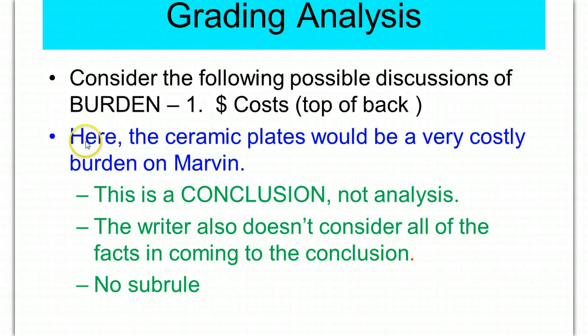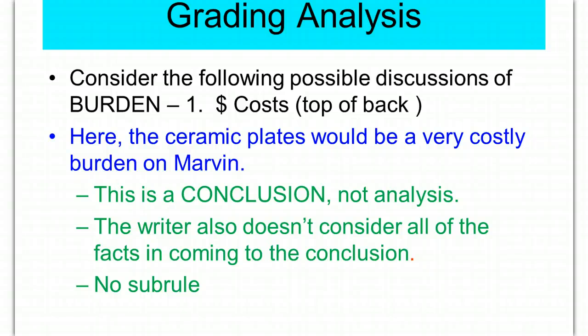So suppose they simply identified this factor and said we must look at the burden posed by the alternative conduct, including its cost. And suppose their analysis is just this sentence in blue. Here the ceramic plates would be a very costly burden on Marvin. Do you realize this is simply a conclusion, not analysis? The writer doesn't consider all of the facts in coming to the conclusion, and it doesn't even have a subrule.